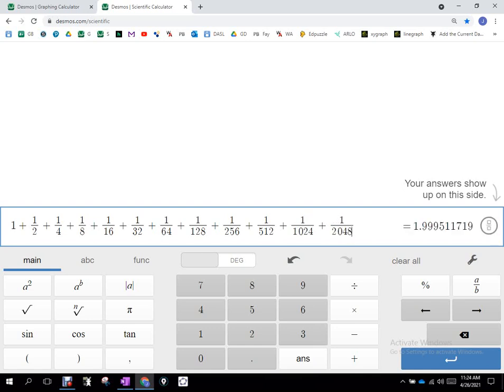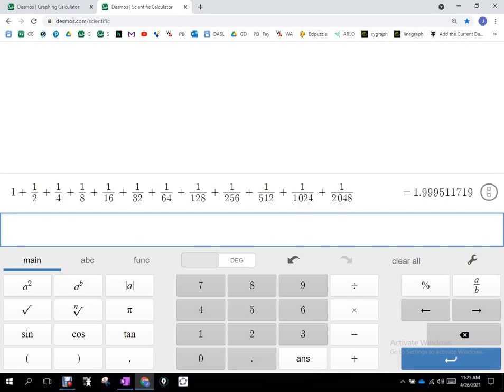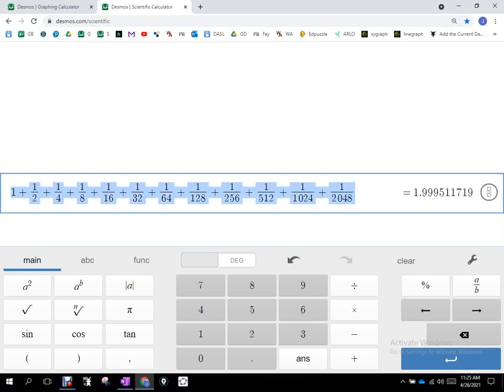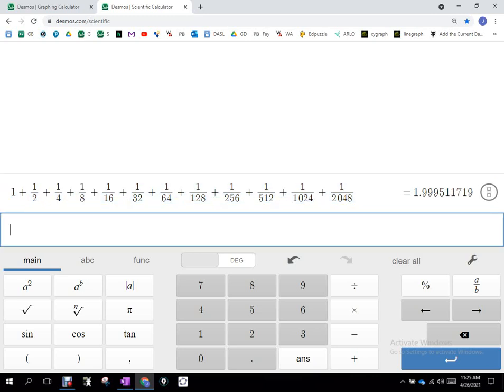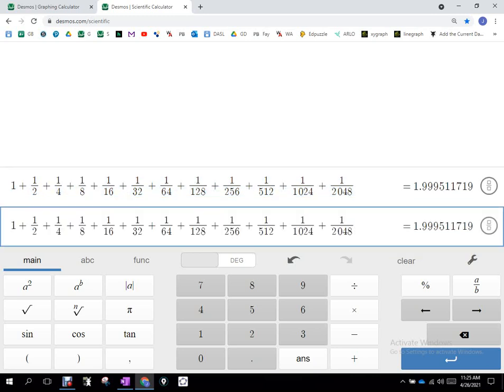Let's say I take it out to maybe 10 terms, okay, 11 terms. The R value was 1/2. As I add the next one, look at this number: 1.999511719. If I take that exact same series and add the next term, the next term is going to be 1 over 4,096.